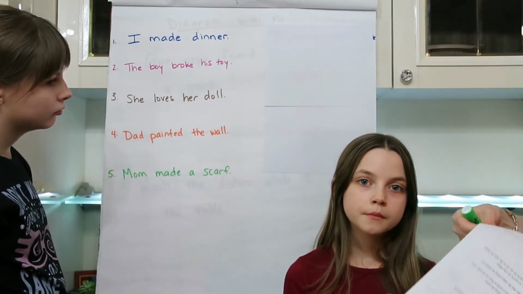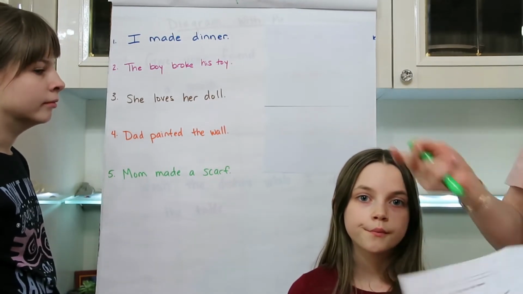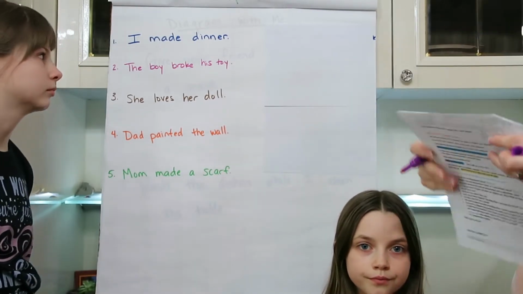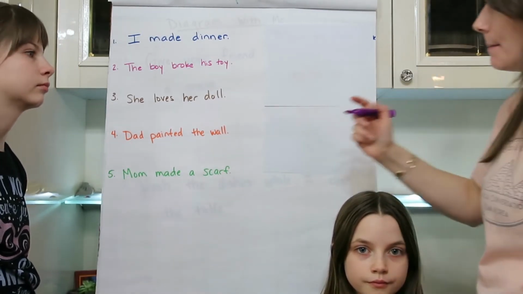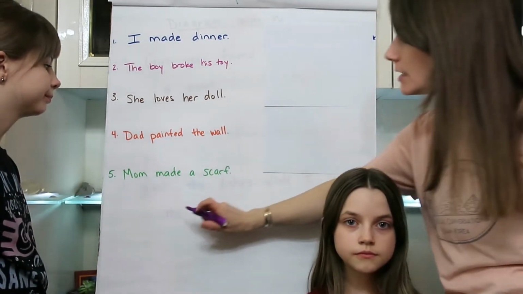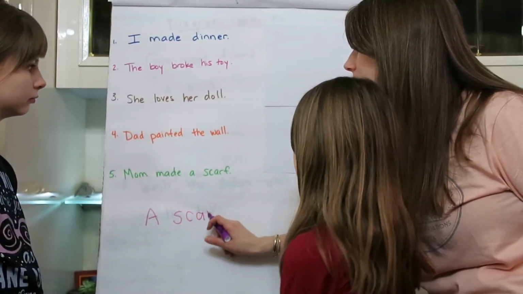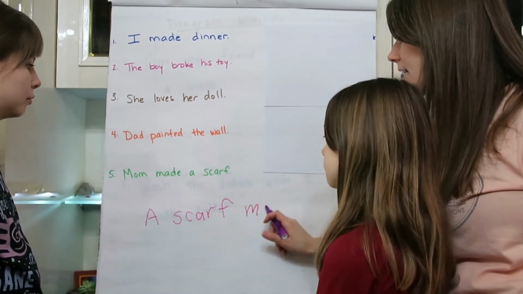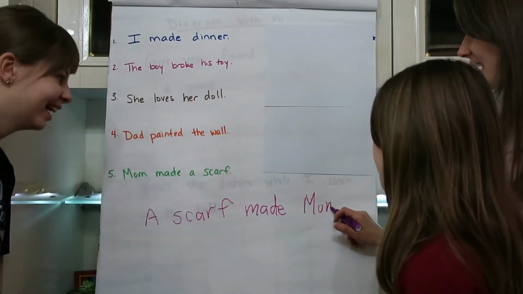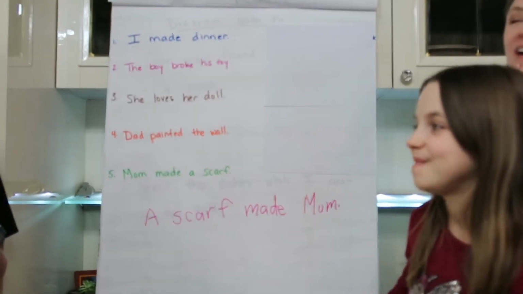Okay, so the first thing we're going to do is take these steps a little backwards. We're going to make the direct object our subject first. So, Mom made a scarf. Let's switch the direct object and the subject. What's our direct object? Scarf. Okay, so a scarf made Mom. A scarf made Mom. Does that make sense? No, not quite right.